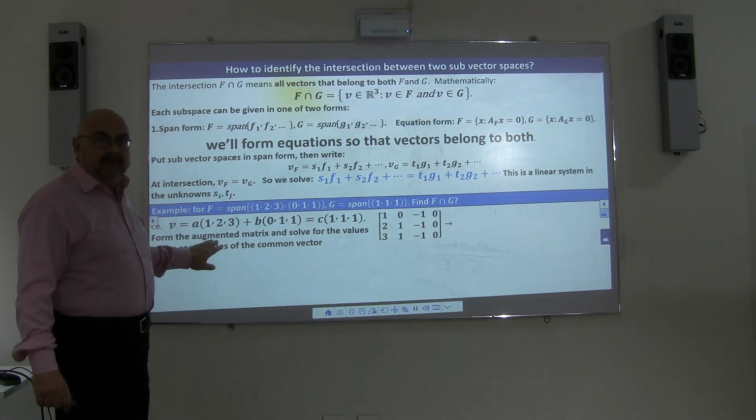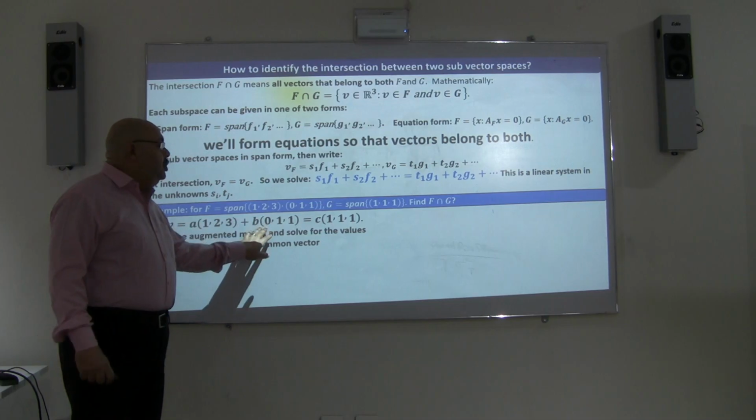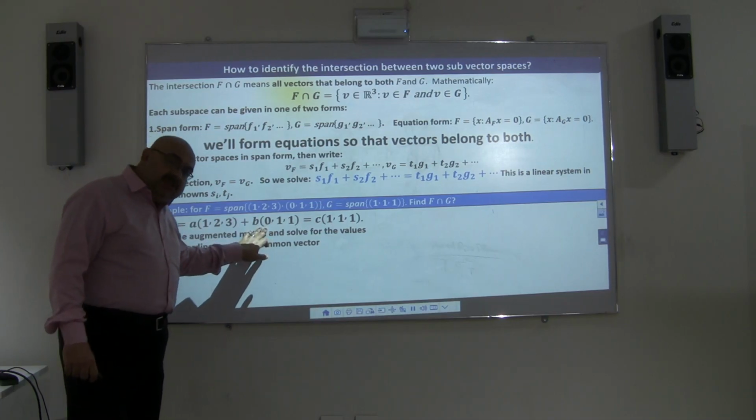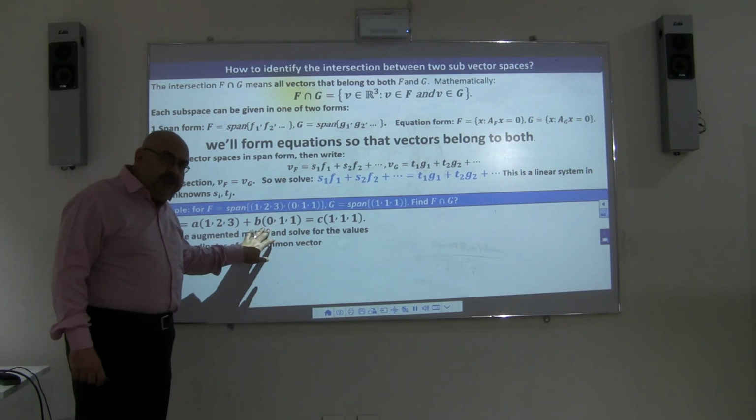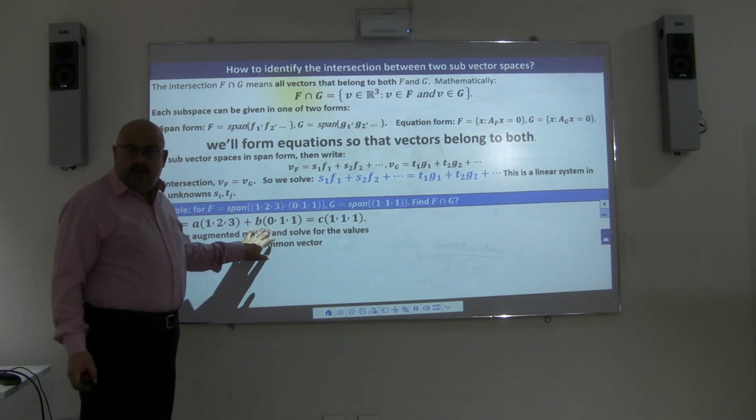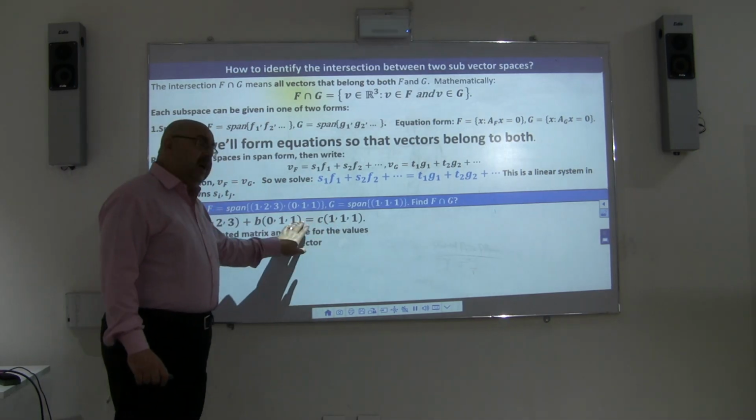Please look at this. I will try to change this equation, Ms. Nada, into a homogeneous one. How do we change this equation into a homogeneous one? Make it equal to 0. How is it going to be equal to 0? Just move this term to the other side.